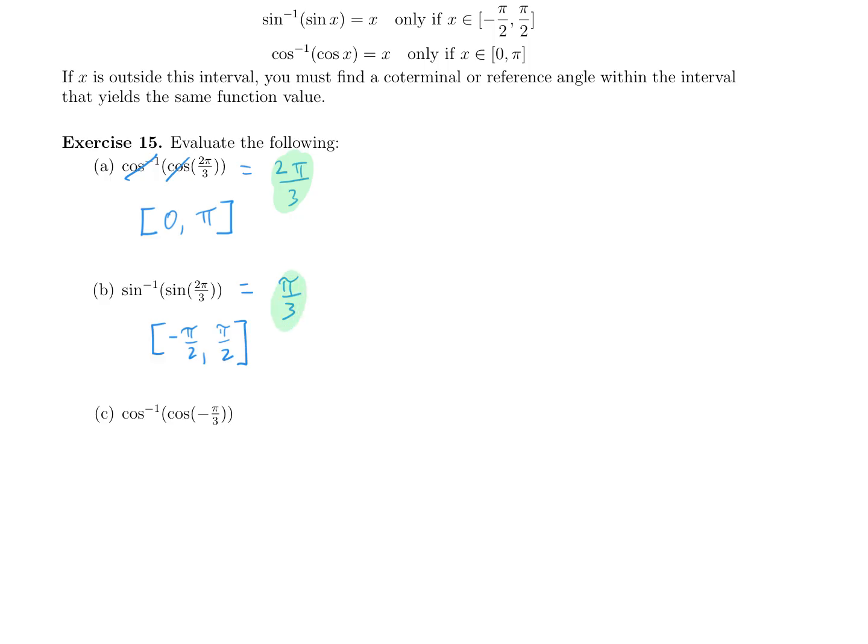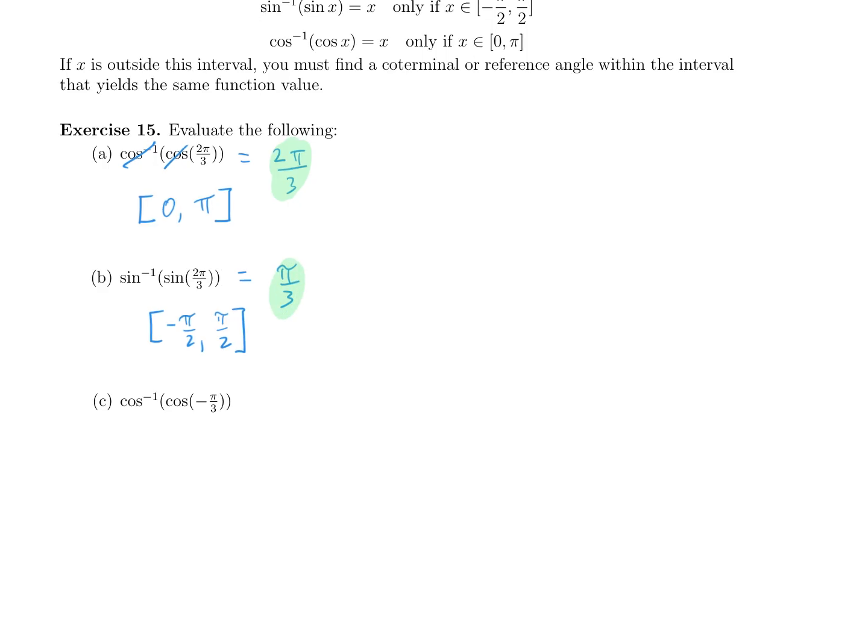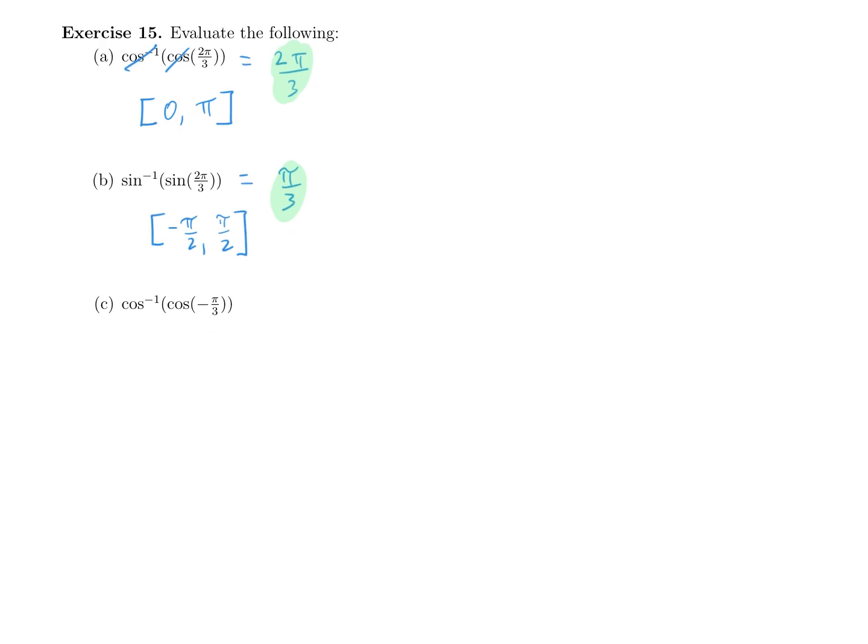Hopefully that made sense. All right, let's look at the final problem here. So once again, I'm just going to restate the domain of the cosine inverse function is 0 to pi. And as you can see, negative pi over 3 is not in this domain. So same thing that we did over here, we're going to have to do over here. So let's go back to the unit circle.